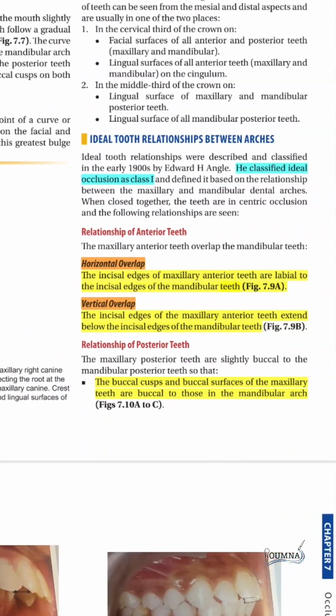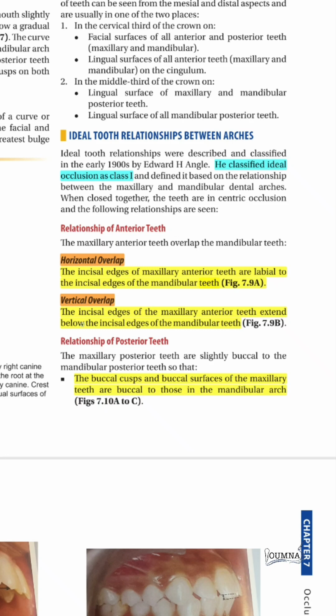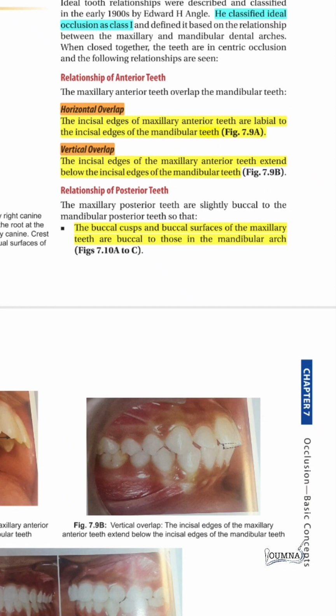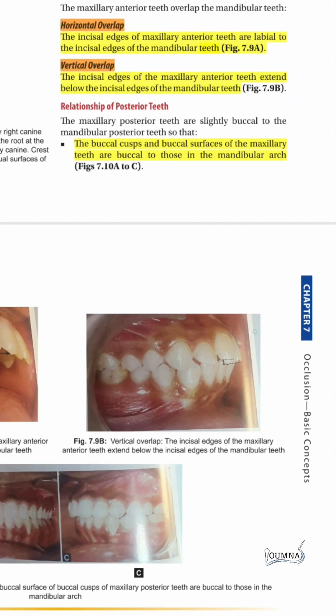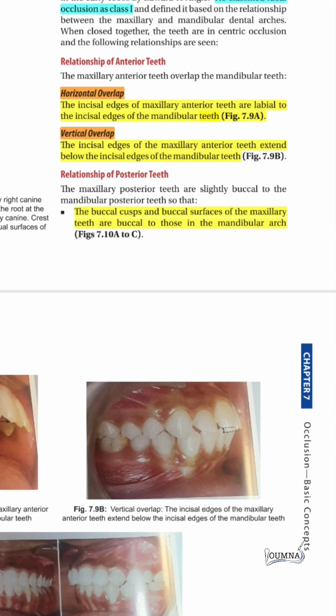The overbite, or the vertical overlap, is that the incisal edges of maxillary anterior teeth extend below the incisal edges of the mandibular teeth. Here you can see that the incisal edge of the maxillary anterior teeth is not below the incisal edge of the mandibular, which means that there is some malocclusion in this area.